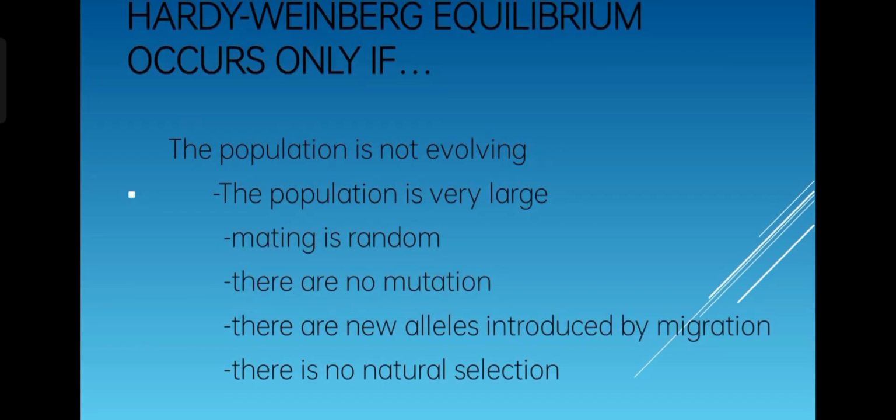The population is not evolving. When we are looking at the Hardy-Weinberg equilibrium equations, we are assuming the population is not evolving. When the population is not evolving, we can predict the genotype frequencies. The population is very large, so we cannot predict the next generation when there is a small population. Mating is random, which we know in the animal world is usually not the case. Plants will have random mating. There are no mutations. When we have DNA mutations, we can create new alleles. There are no new alleles introduced by migration. There is no natural selection.